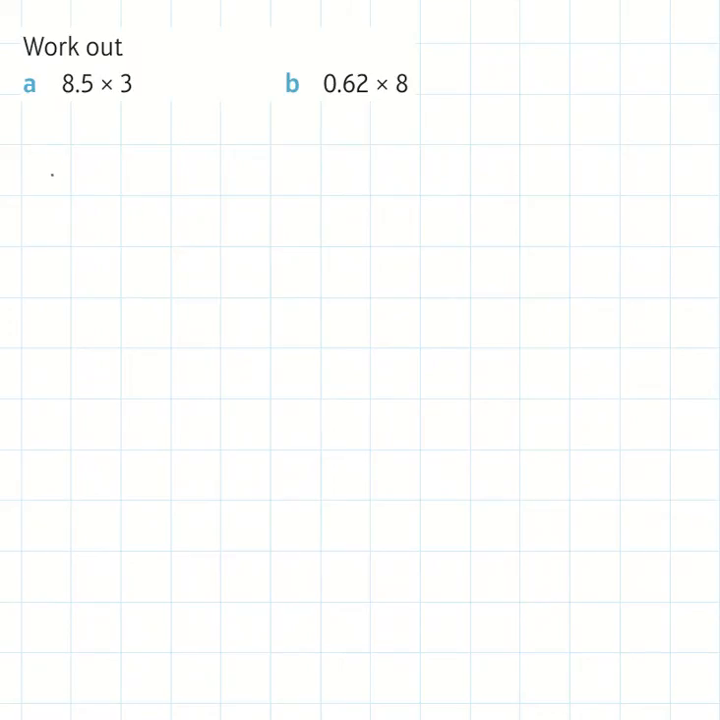In this lesson, we're going to have a look at multiplying decimals by whole numbers. So our first example is going to be 8.5 times 3. Now when we have a go at these questions, I tend to ignore the decimal point and make it a question that has no decimal. So here I'm going to change this to 85 times 3.